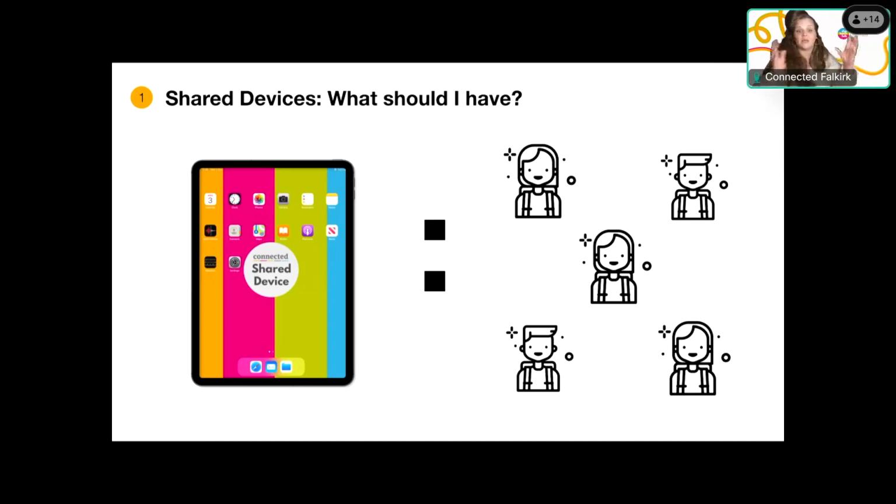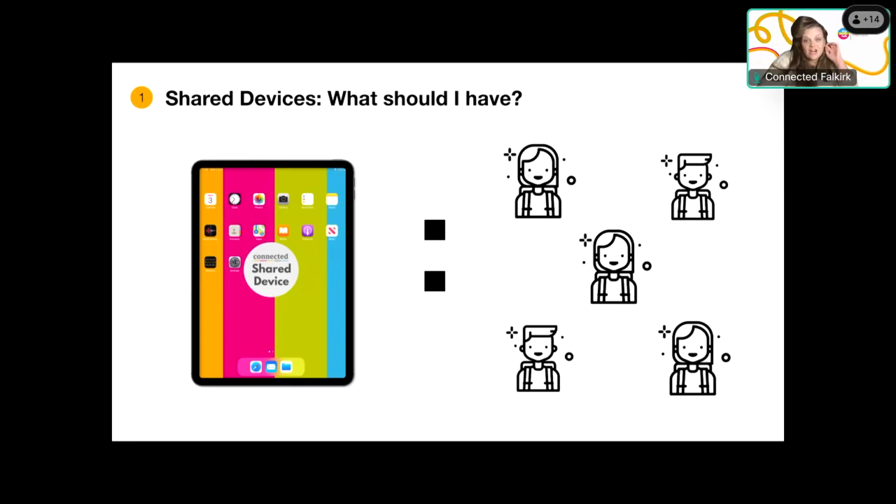And that brings us quite nicely to the section about logistical tips, because my very first logistical tip would be make sure you know which of your devices in your classroom are Connected Falkirk shared devices and which ones are not. You will know the Connected Falkirk devices because they should all have the Connected Falkirk shared iPad background, which you see on the screen in front of you just now. So let's talk about logistics then.